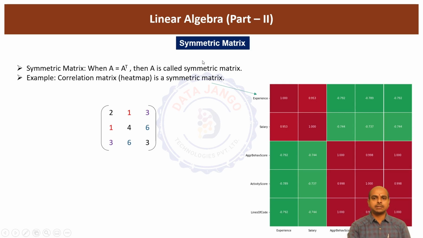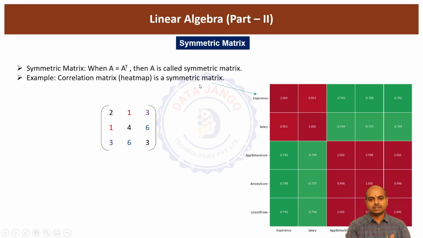Another linear algebraic concept you need to understand is symmetric matrix. Symmetric matrix means the upper triangular values and the lower triangular values are the same. If you see 1, 3, 6, this is a triangle, and this is another triangle. The upper triangular and lower triangular values are the same, or if you fold it on the diagonal, the values are the same. 3, 6, 1. That's called a symmetric matrix.